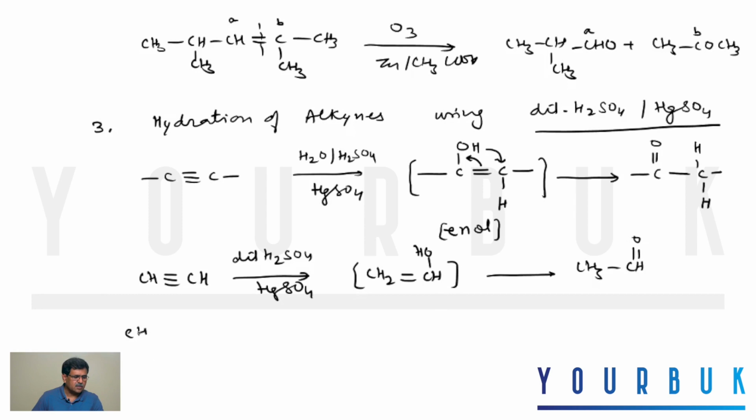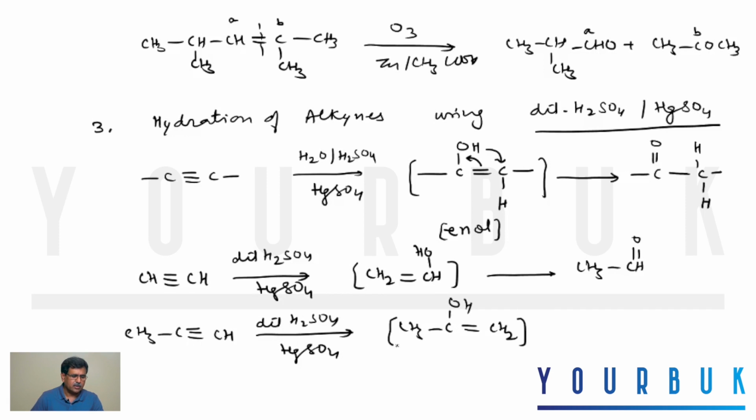Now this is an unsymmetrical alkyne, propyne, so you have to follow Markovnikov's rule. So addition of water in this case takes place according to Markovnikov's rule, and the enol is this. This is the enol obtained, but enol is again unstable, tautomerized to give this ketone as the final product, acetone.